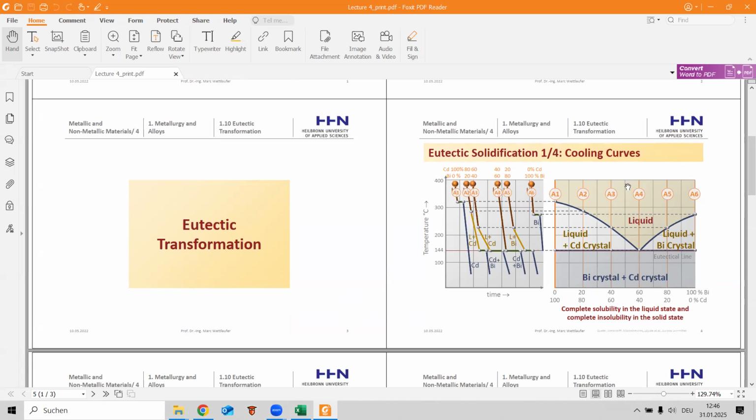So we will start with cooling curves. As we have seen before, here we have a liquid phase, liquid plus cadmium, liquid plus bismuth, cadmium. And if we transform it to the phase diagram, which we have seen in the previous chapter, we get here the liquid phase, liquid plus cadmium crystal, liquid plus bismuth crystal, and here we have bismuth crystal and cadmium crystal, and they are divided by a eutectic line.